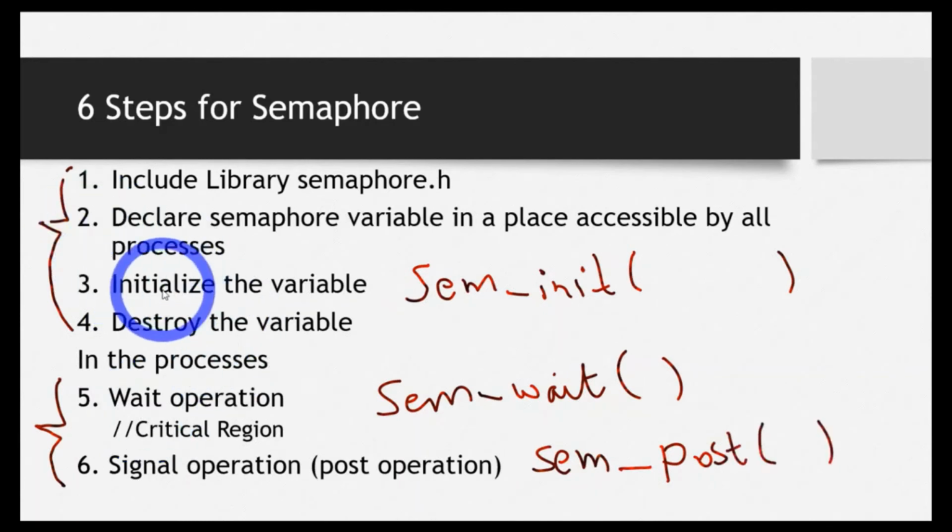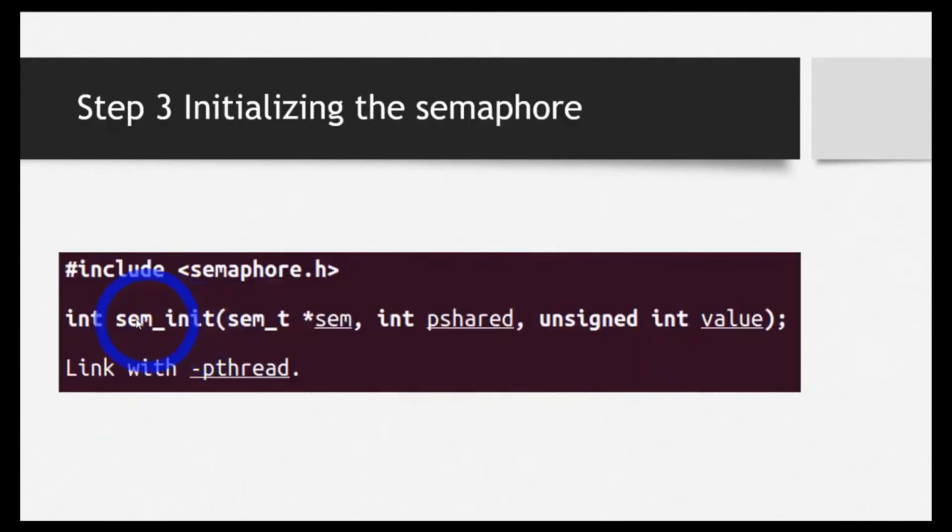Now let's discuss this third step. The rest of the steps are easy. We'll see them in the code, but we must see this third step, initialization of the semaphore variable. To initialize, we use this function sem_init. It has 3 parameters. The first parameter is the address of the semaphore variable. So here you can see the data type of the semaphore variable is sem_t. So you will write sem_t, and let's say we call this variable s. So you will pass the address of this variable s to this parameter here.